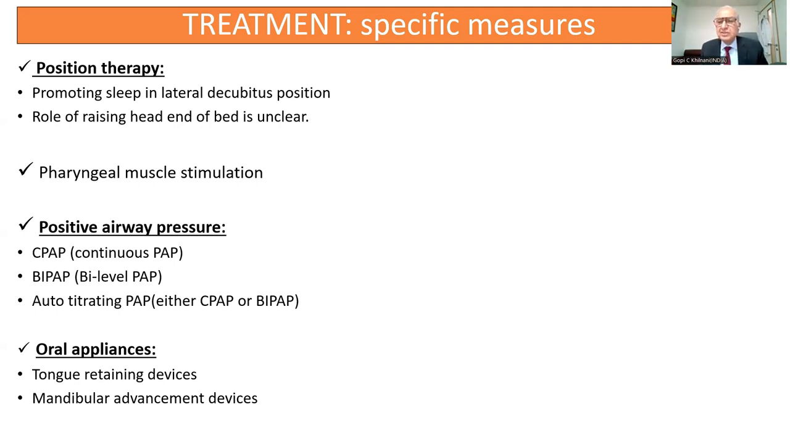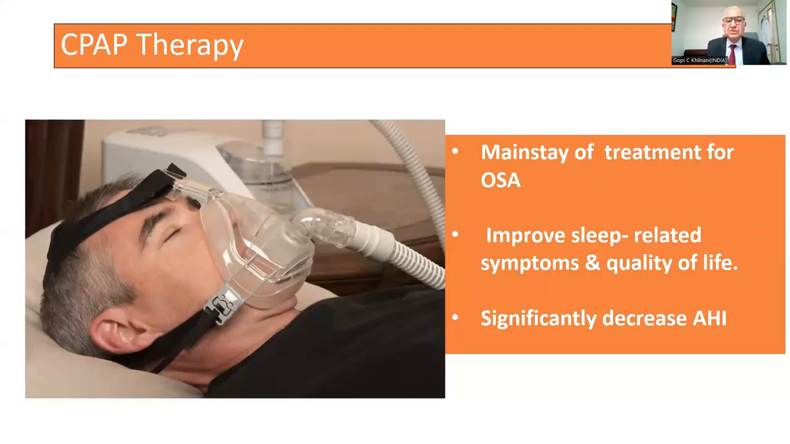But to use fixed CPAP, you have to titrate it in the hospital, where the person actually titrates to achieve an AHI of less than 5. Oral appliances can be used, but they are a little difficult to use, but dental surgeons are fond of it. There are mandible enhancement devices which can be applied in the night. So CPAP remains the mainstay of treatment. It improves symptoms and quality of life and significantly decreases AHI.